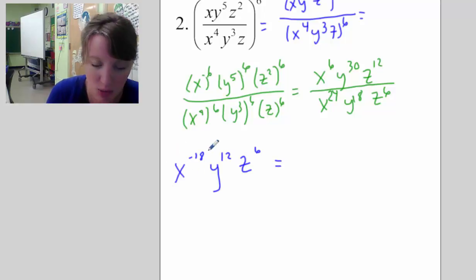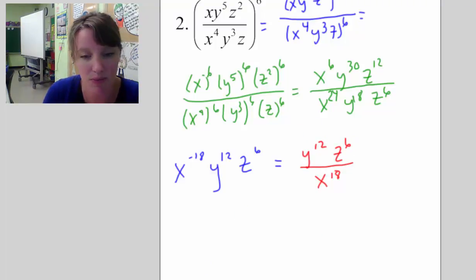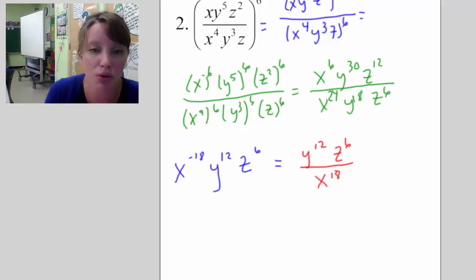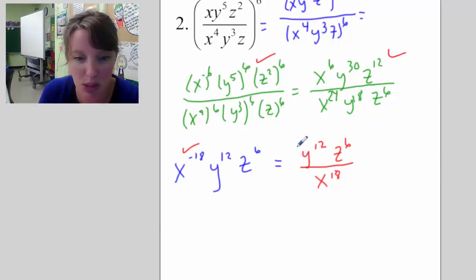Now we're not finished because we have a negative exponent, so we want to put that in the denominator of a fraction. This one will become positive in the denominator, and then we have y to the 12th, z to the 6th power. All right, so we used almost every rule here. We used power of a quotient, power of a product, power of a power, quotient of powers, and negative exponents. So there are a lot of rules we use for just this problem.